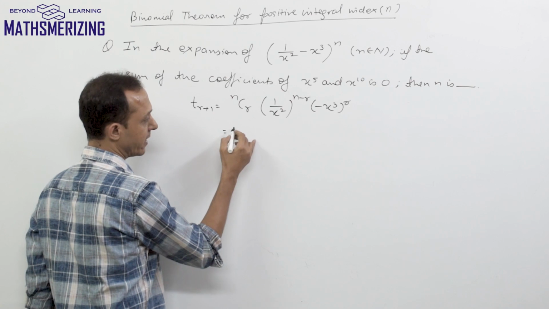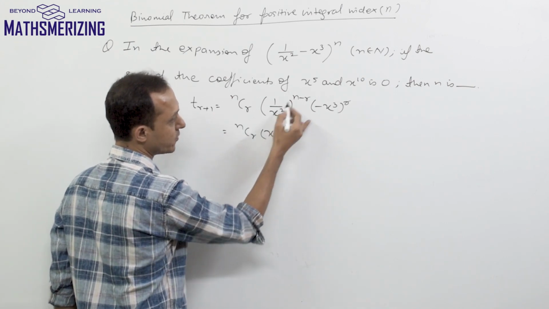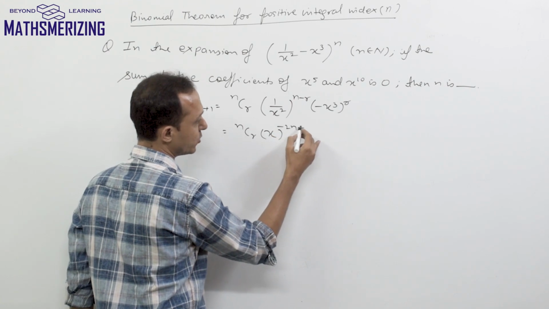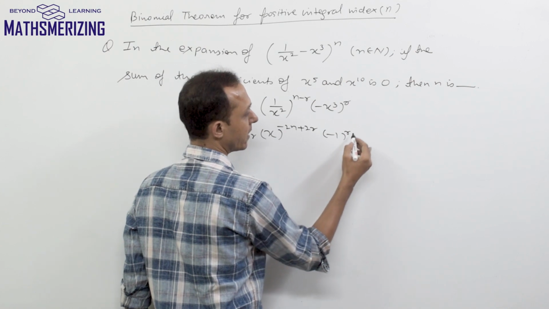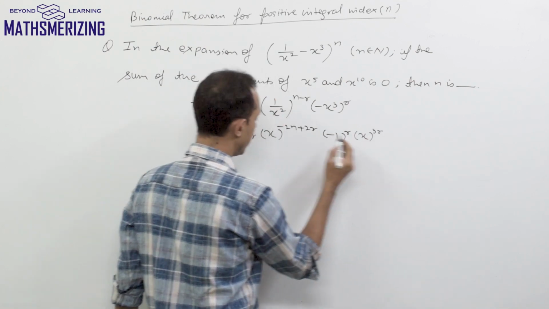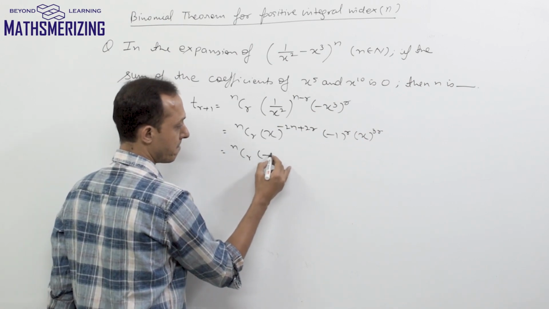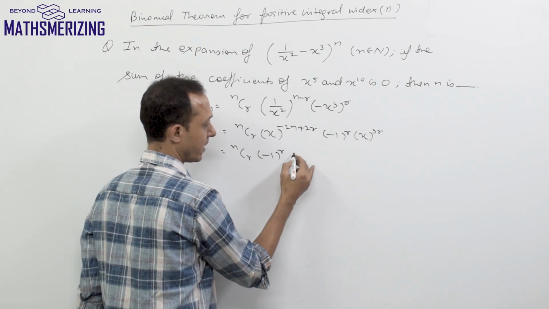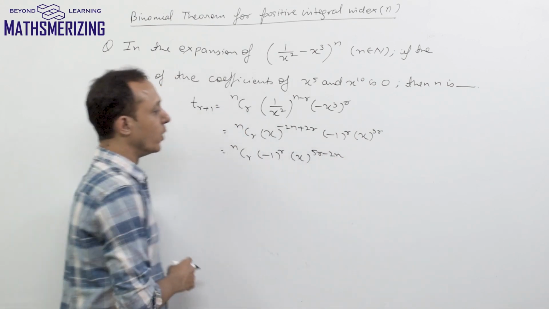So I'll simplify it. I'll write nCr and x to the power minus 2 times (n minus r), which is minus 2n plus 2r, times minus 1 to the power r, and x to the power 3r. So I can further write it as nCr, minus 1 to the power r, and it will be x to the power 5r minus 2n.